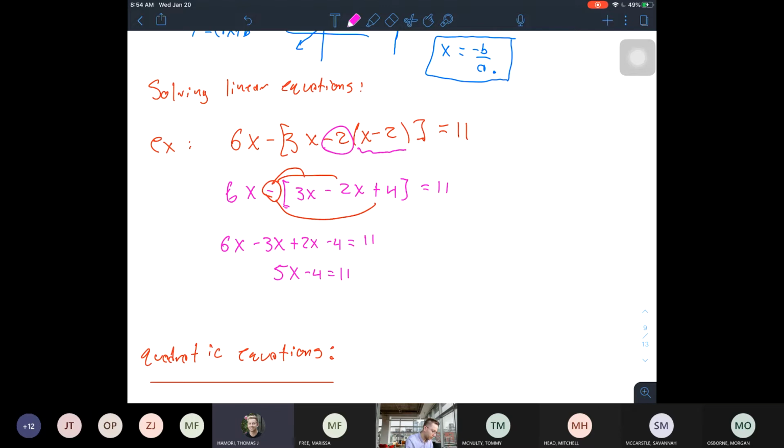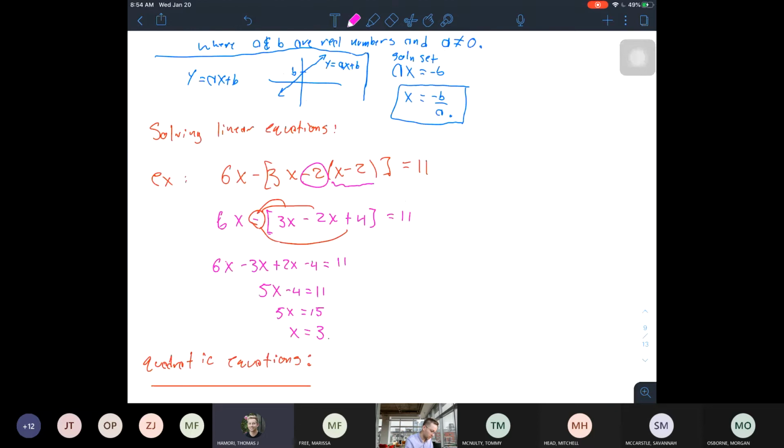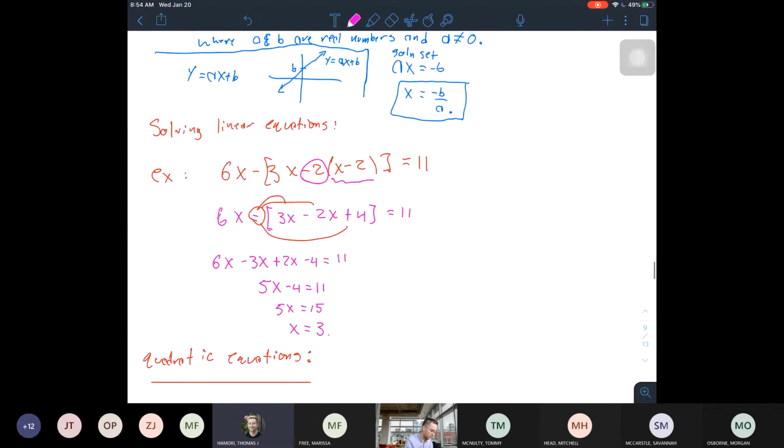And then we would add 4 to the other side. We'd have 5x is equal to 15. And then we would divide both sides by 5, and we would have x equals 3. Okay, so that's how we would solve this linear equation. It's about isolating that variable.